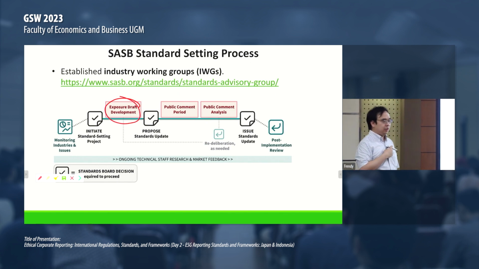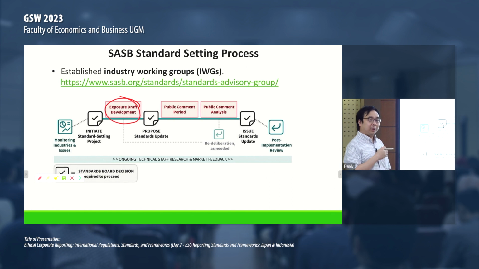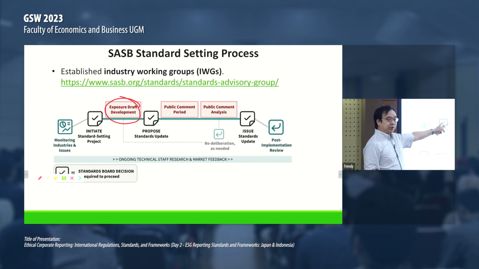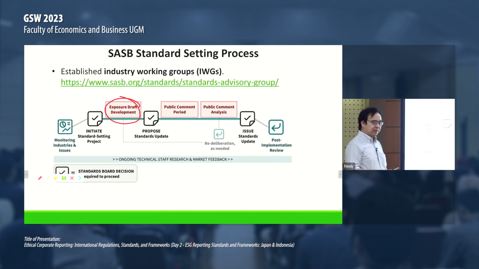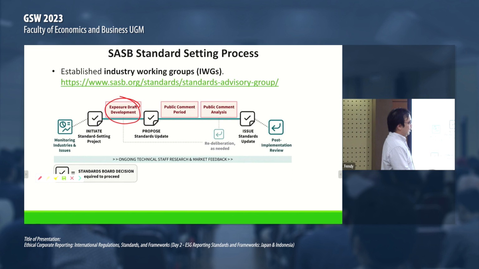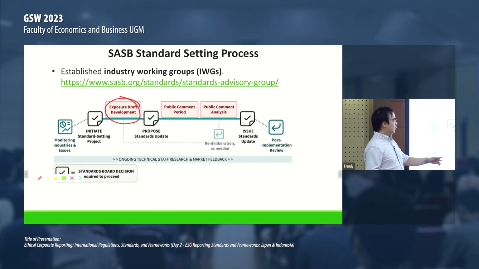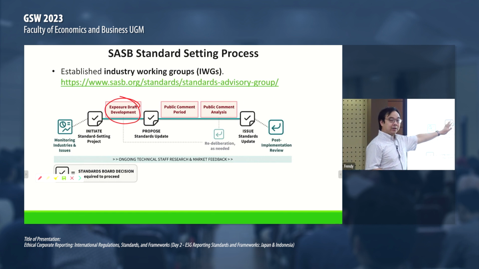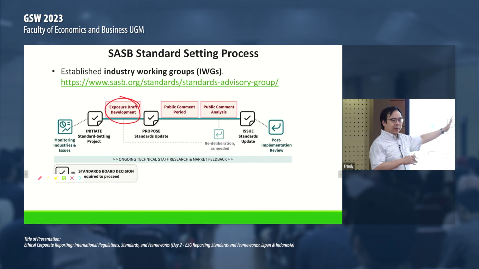So for those of you in accounting, you might be familiar with this exposure draft. Okay? So if we look at the overall standard setting process for SASB, it follows closely with the standard setting process of conventional accounting standards. So first they publish a draft, which goes through the public comment period, in which the general public or organizations could comment whether this standard at this stage is good or bad, okay?